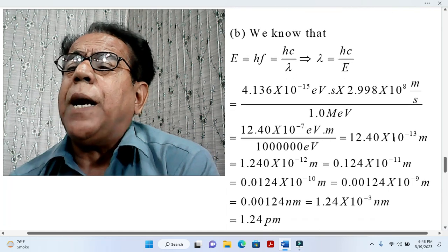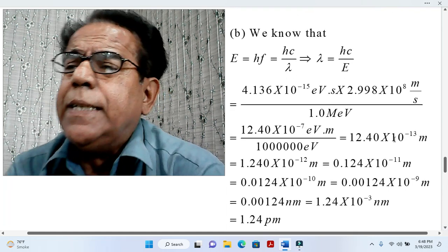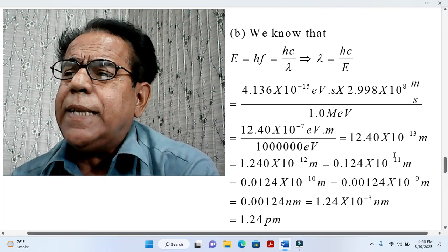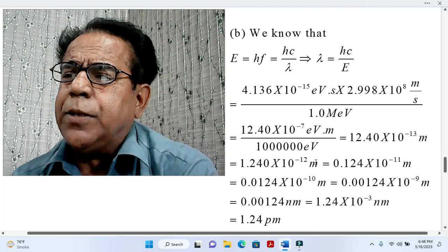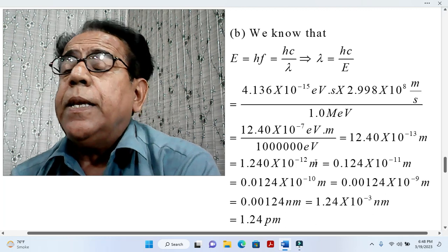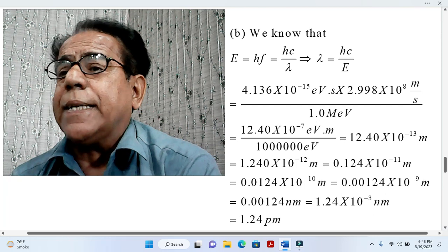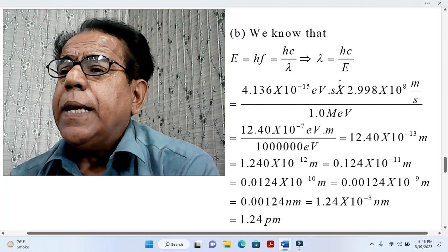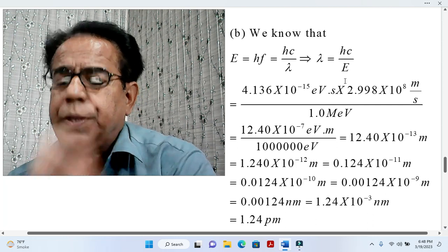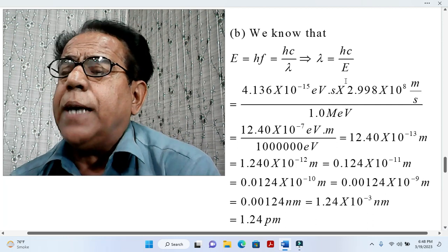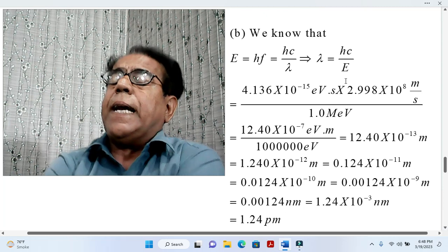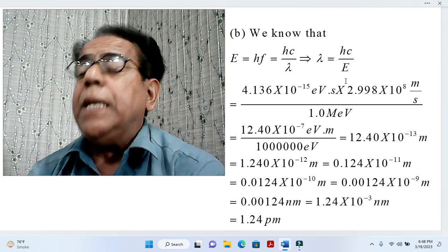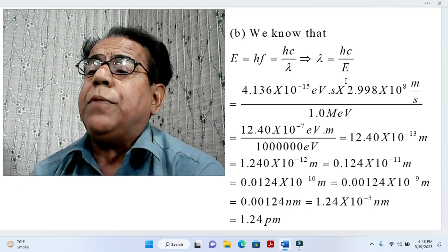Now we come towards part B. Part B, there is nothing new in part B. Okay, exactly 100% the same procedure has been repeated. The only difference is that here value of E, which in previous part was 10 kilo electron volt, that is 10,000 electron volt, here it is 1 million electron volt, that is 10 raised to the power 6 electron volt.